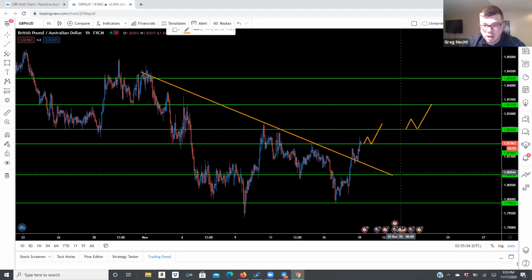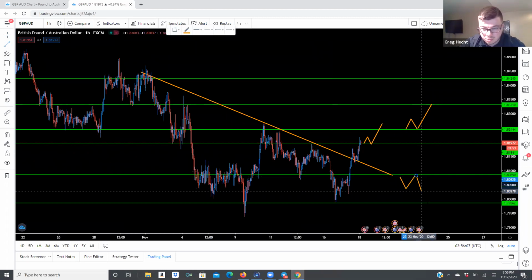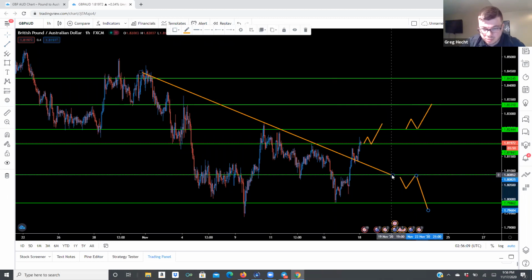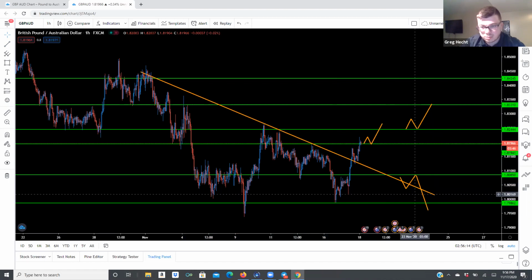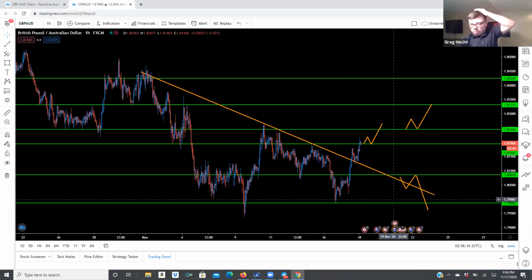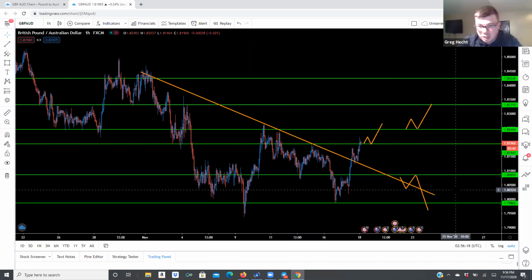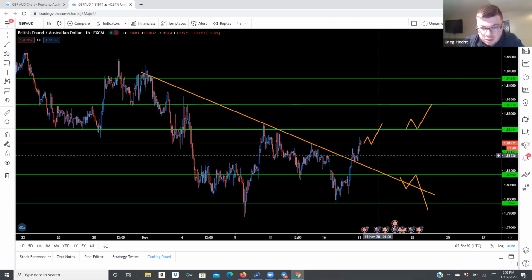So it's either going to do that or it's going to go ahead and break below the trend line, retest the trend line again, and it's going to drop down here. And you would just obviously extend that, right? So it's going to do one or the other. We'll see. Like I said, it's just a matter of being patient.